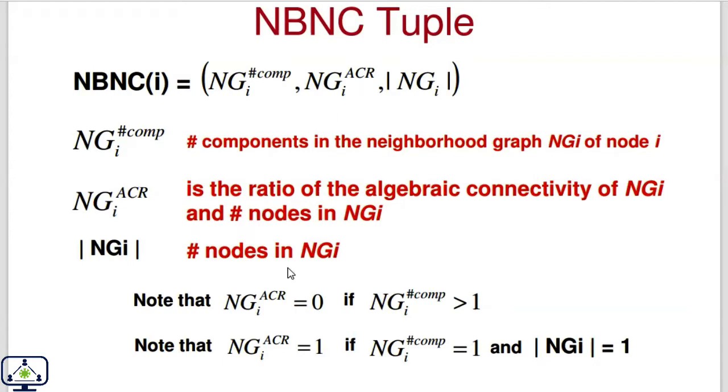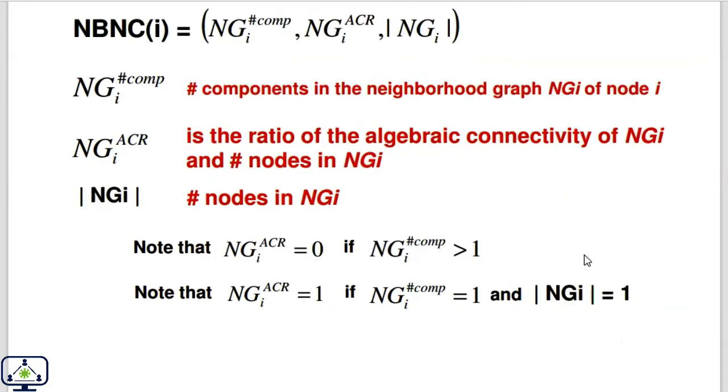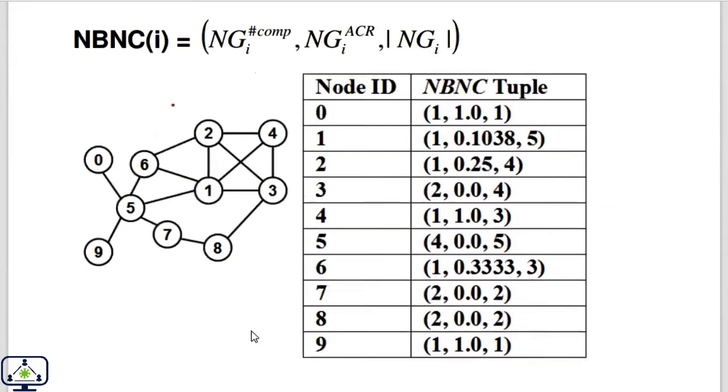So as we can see, if the number of components is greater than 1, that means the graph is not connected, then the algebraic connectivity ratio is going to be 0. On the other hand, if the number of components is 1, the algebraic connectivity ratio will be something greater than 0. But if a node has only 1 neighbor, that's a special case. That node is considered to be connected to itself, so the algebraic connectivity ratio will be 1. And I'll show this case when we go through the numbers here.